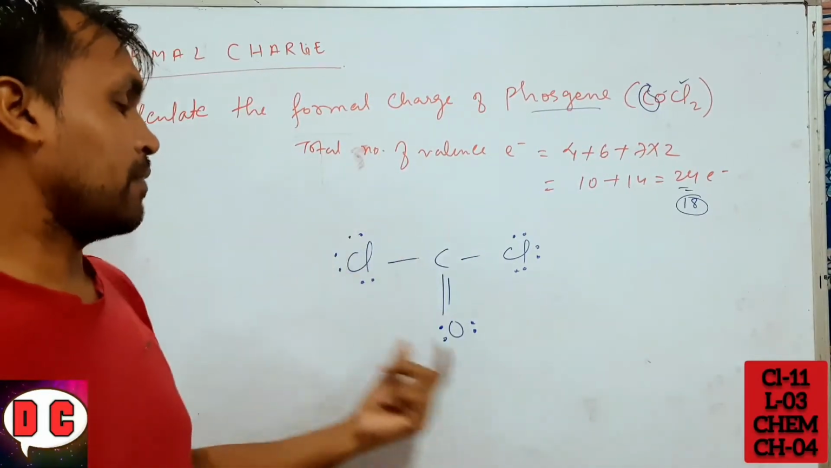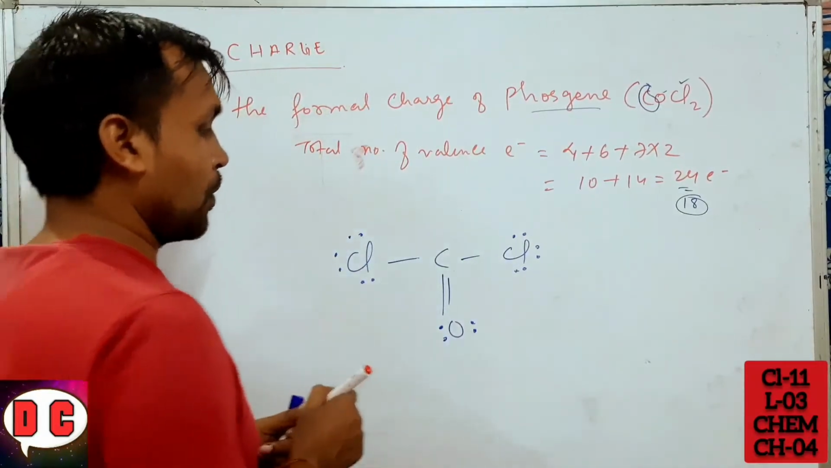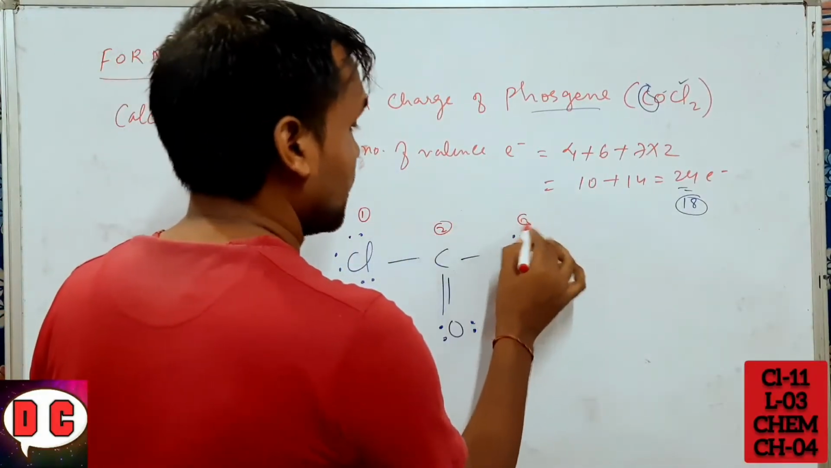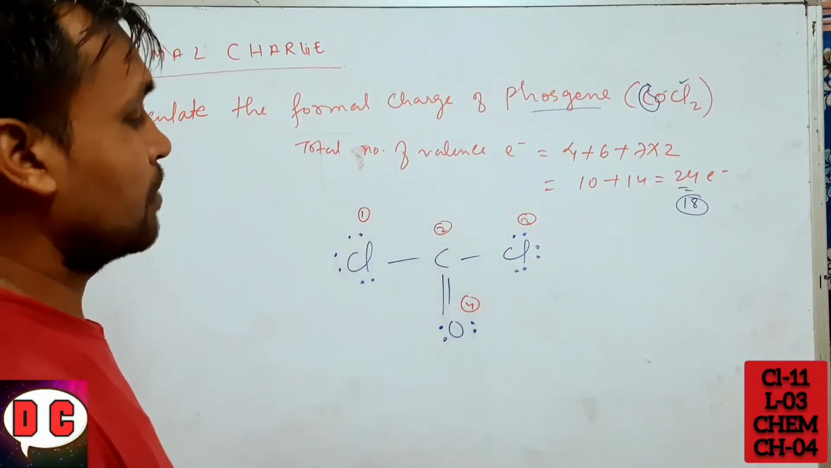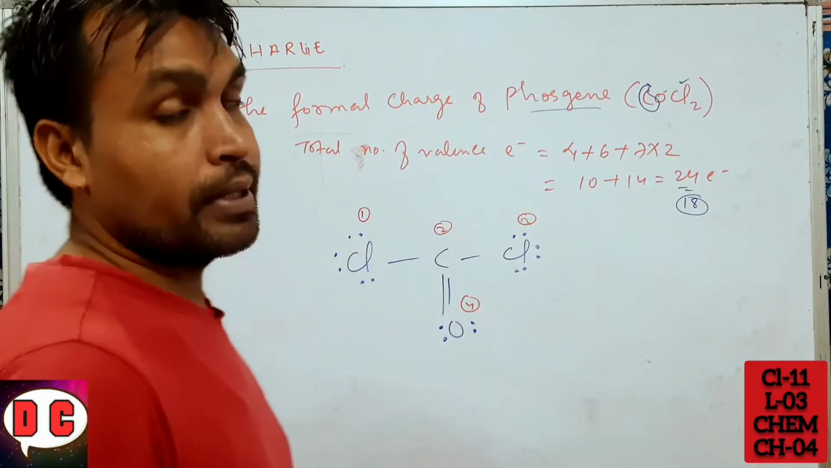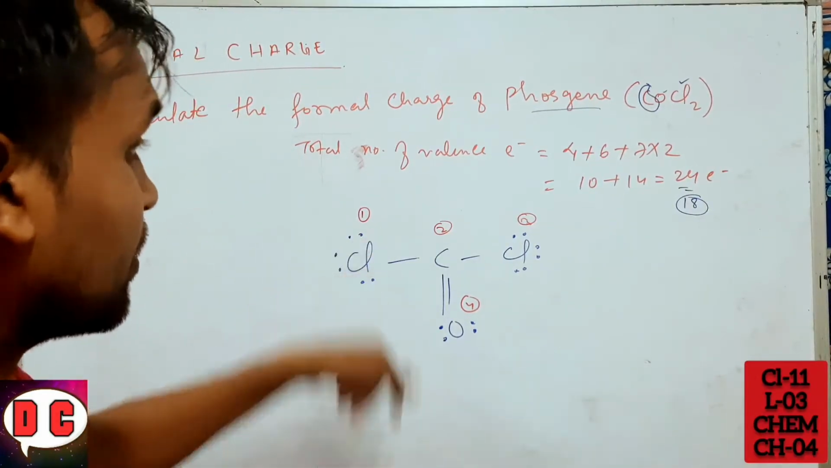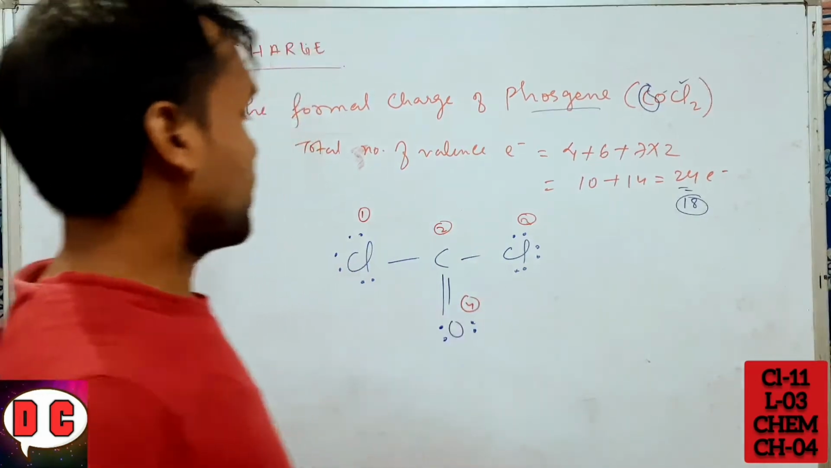Okay, so we have drawn the Lewis dot structure, and after drawing it, our next work is to mark the atoms 1, 2, 3, 4. We have given the numbers, and after that we will start calculating their formal charges one by one. Pause the video and take down the structure first. I hope you have taken it down. Now we shall start the calculation.